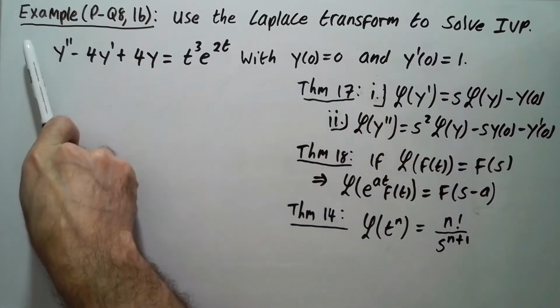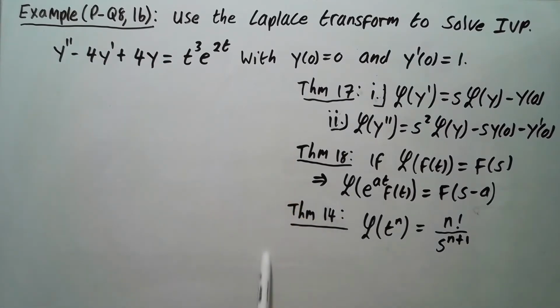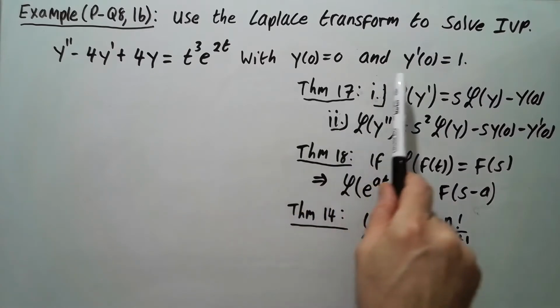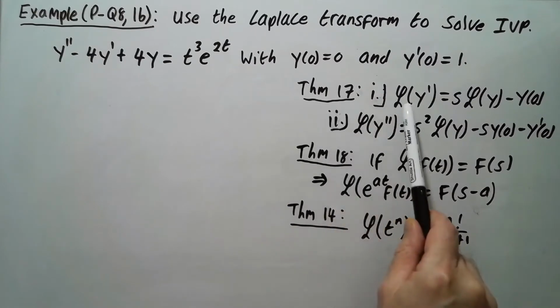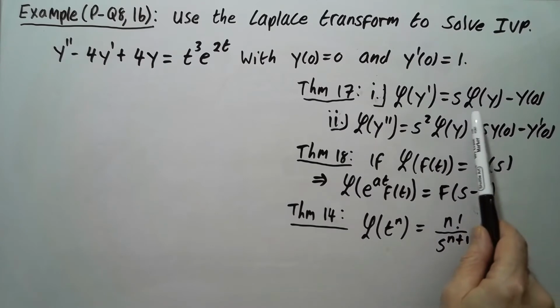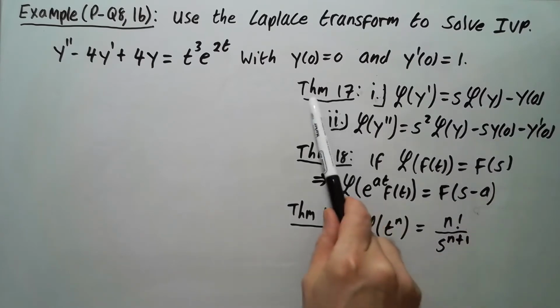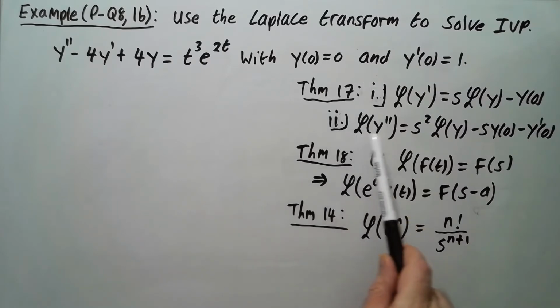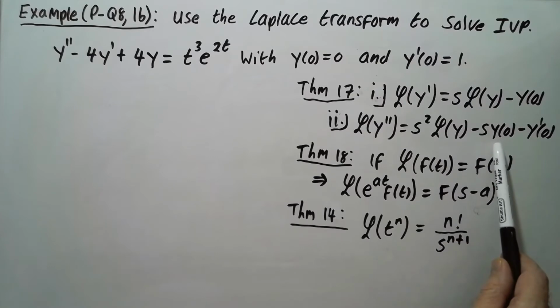So we're going to take the Laplace on both sides, and we're going to be using these theorems here. So in particular, theorem 17, the n equals 1 and 2 case. Theorem 17 for n equals 1 case would say the Laplace of y prime equals s Laplace of y minus y of 0, and the n equals 2 case for theorem 17, Laplace of y double prime equals s squared Laplace of y minus s y of 0 minus y prime of 0.